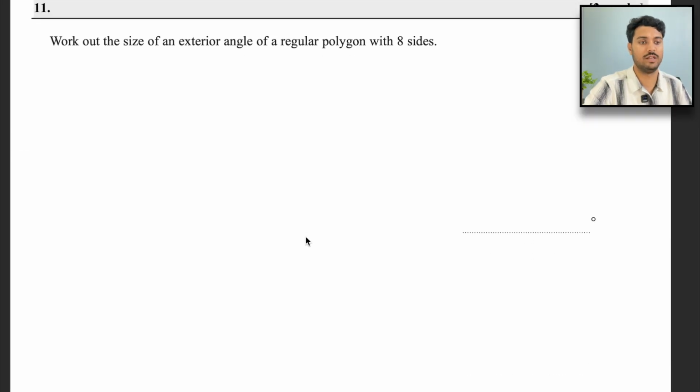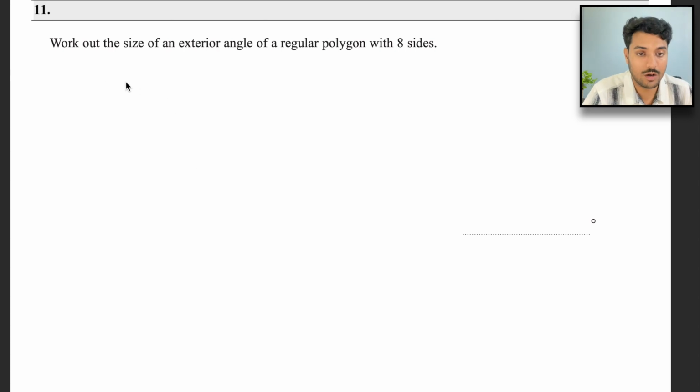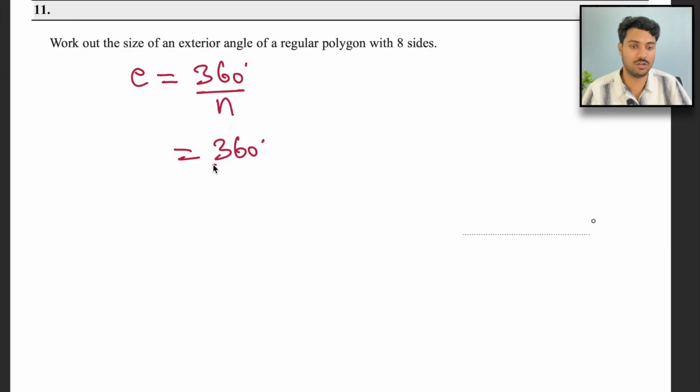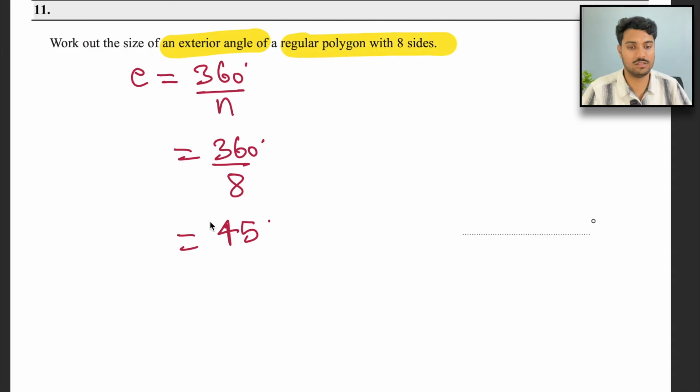Let's move on. Question number 11 now. It says, work out the size of an exterior angle of a regular polygon with 8 sides. Exterior angle E is equal to 360 degrees upon N. So 360 degrees upon 8, and we'll get the answer. 360 divided by 8 is 45. This is the answer, 45 degrees.